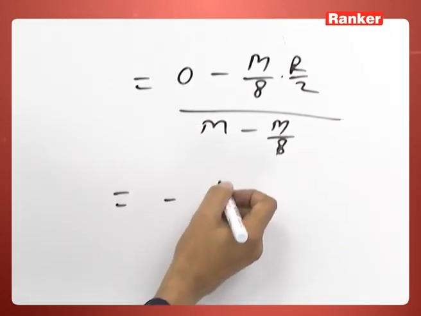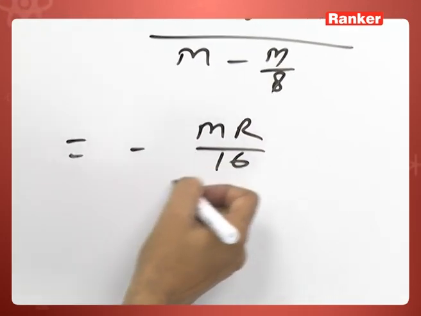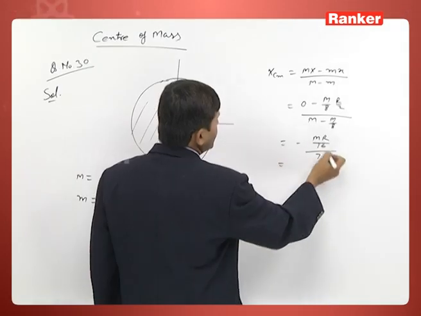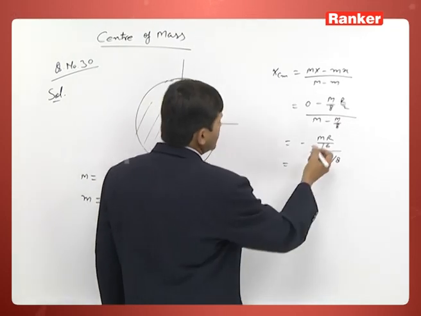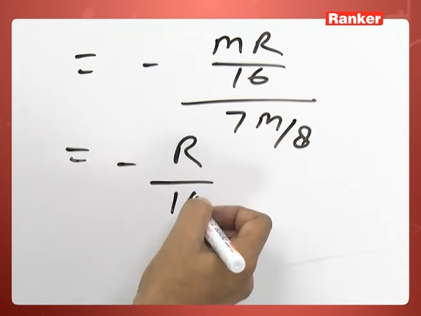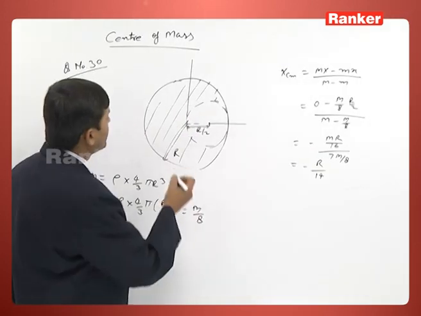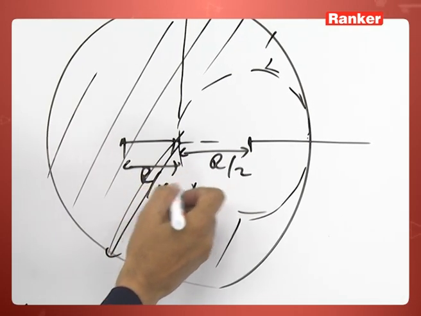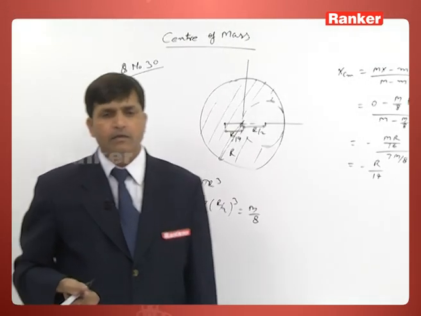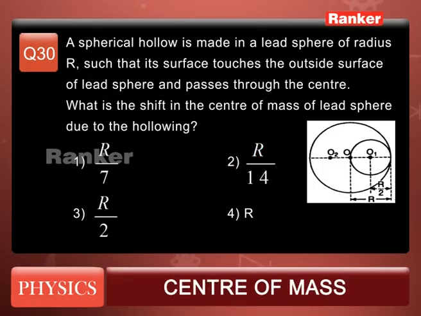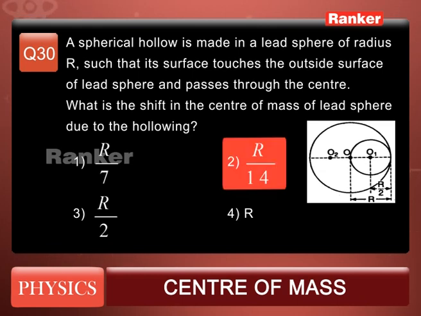So, this will be minus M r by 16 over 7 M by 8. So, M by 8 and M by 8 cancel, and what is left over is minus r by 14. It means the center of mass will shift by a distance r by 14 to the left side of the original center. So, our option number 2 is correct. Hence the second option is the correct option.